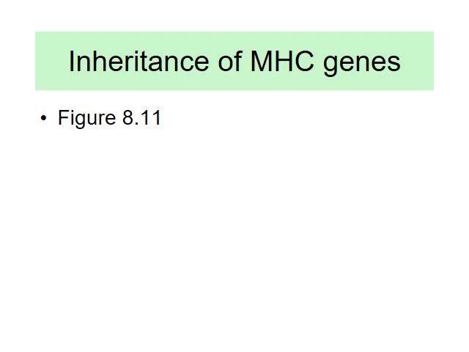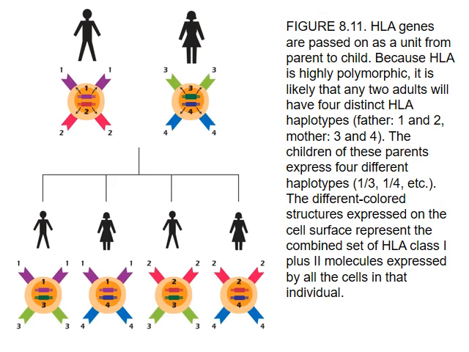Now, these are basically inherited genes, so you inherit them. This is a gene map that you can see, and this basically will give you an idea as to where these are coming from. You can see that it is coming from your parents. So there are at least 4 different HLA haplotypes, father 1 and 2, and mother 3 and 4, and these are the 4 kids that they have. The children of these parents will express different haplotypes, so it's going to be one of the 3 or one of the 4.